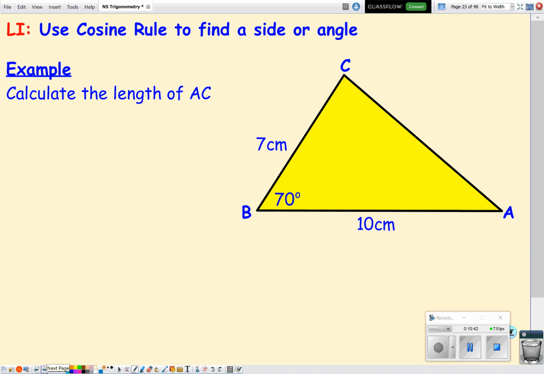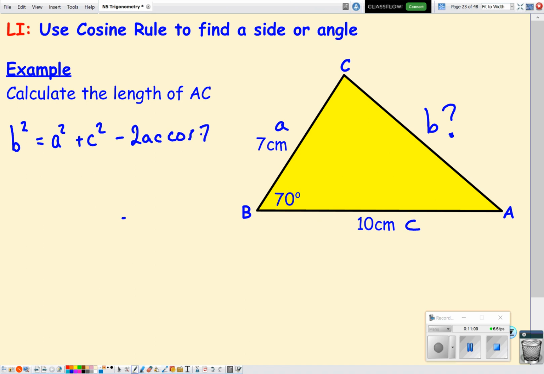Alright, so we look at this last example. This is the one we had in the starter that we couldn't solve using the sine rule. We are calculating side B in this one. So for a bit of practice, the cosine rule for calculating side B would be B squared equals the other two sides, A and C, squared and added together, take away 2AC cos of the angle between them, so cos B.